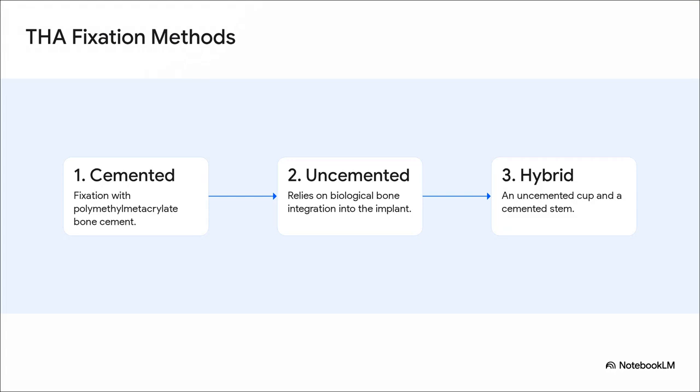So how do we actually get these implants to stick to the bone? Well, we've got three main strategies. We can use a special bone cement for rock-solid fixation right away, which is great for older patients who might have weaker bone. The second option is an uncemented or press-fit component, where the implant has a rough surface that the patient's own bone actually grows into over time, perfect for younger, more active folks. And a hybrid? Well, that's just a mix of the two.